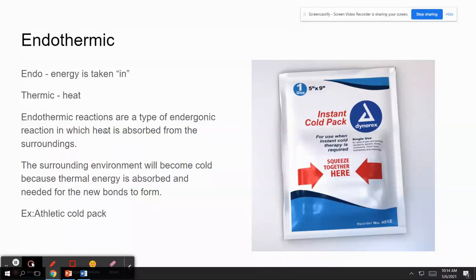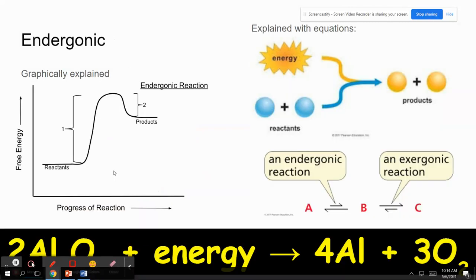An endothermic reaction is a type of endergonic reaction, but it's specific to heat. And the surrounding environment will become cold. If you think of an athletic ice pack, when that breaks, that package becomes cold because for the reaction to form the new bonds, more energy is needed once that reaction is initiated. Thermal energy is absorbed to help create the new bonds, so then it becomes cold. That's a practical use for an endothermic reaction.